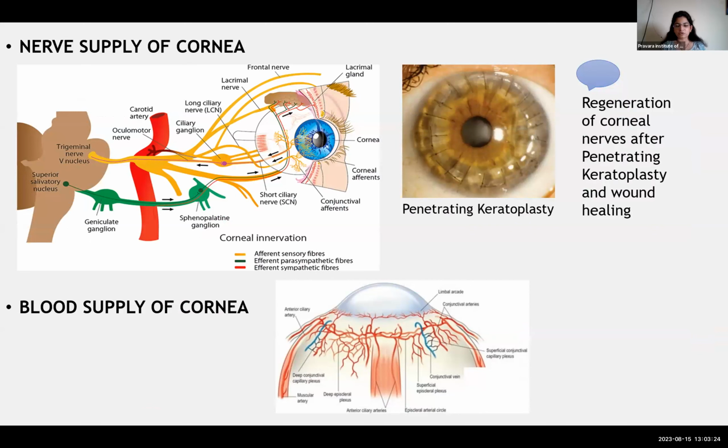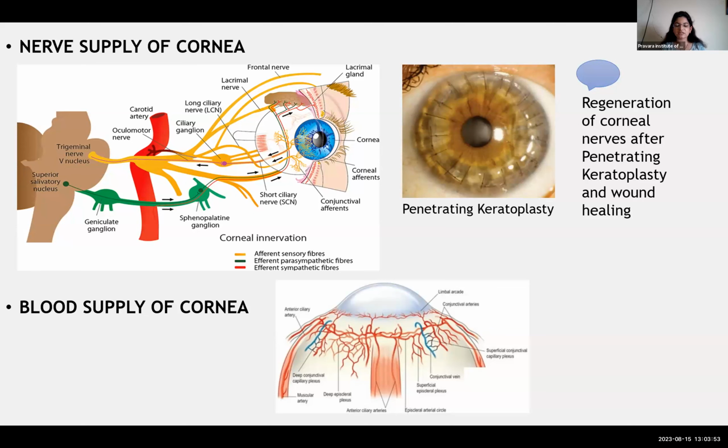This is a post-operative photograph of penetrating keratoplasty, in which the full thickness of the recipient cornea is removed and the donor cornea is grafted onto the recipient cornea. Since it is full thickness, there is cutting of all the corneal nerves, so it takes a long time for the corneal nerves to regenerate, and not all of them get regenerated. The wound healing takes about 6 months, and selective suture removal can be done after 6 months.